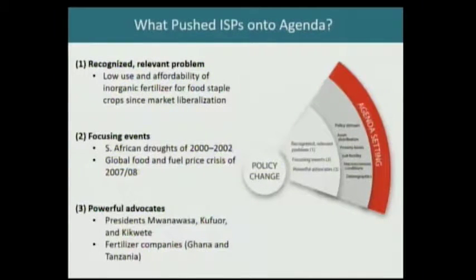Okay, so in terms of first looking at what pushed these input subsidy programs on the agenda, the Kaleidoscope model talks about three key variables at the agenda setting stage. The first and foremost is that you have to have a recognized, relevant problem, that the policy would be addressing an issue that's of key importance in a country. And this was very true across all three of these countries.